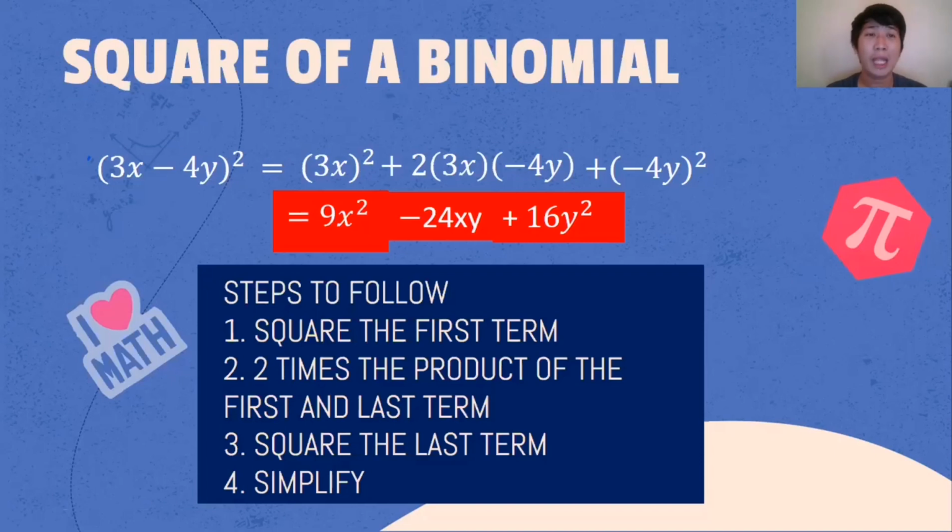Just simply follow the steps on the squaring of a binomial. First one, square the first term. Second one, 2 times the product of the first and last term. The third one, square the last term, and the last one will be simplified. I hope you followed. Let's move on to the next example.